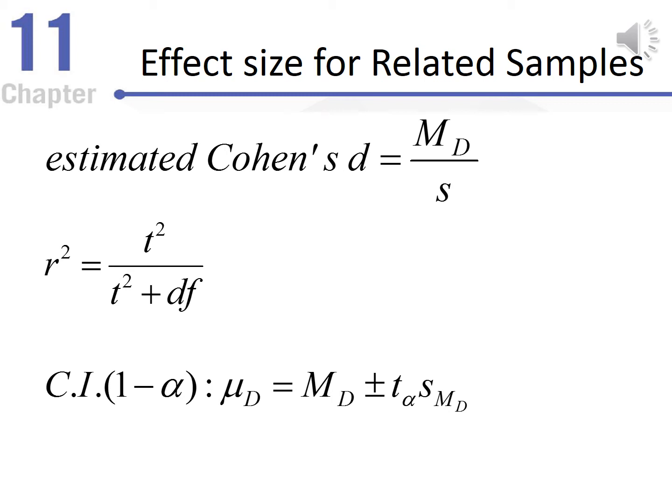Here are the calculations for the effect size measures, Cohen's d, and the percentage of variance accounted for, as well as the statement of the confidence interval for the related samples. There is nothing different about the logic, nothing different about the calculation at all. Just take a second to familiarize yourself with the new notation.